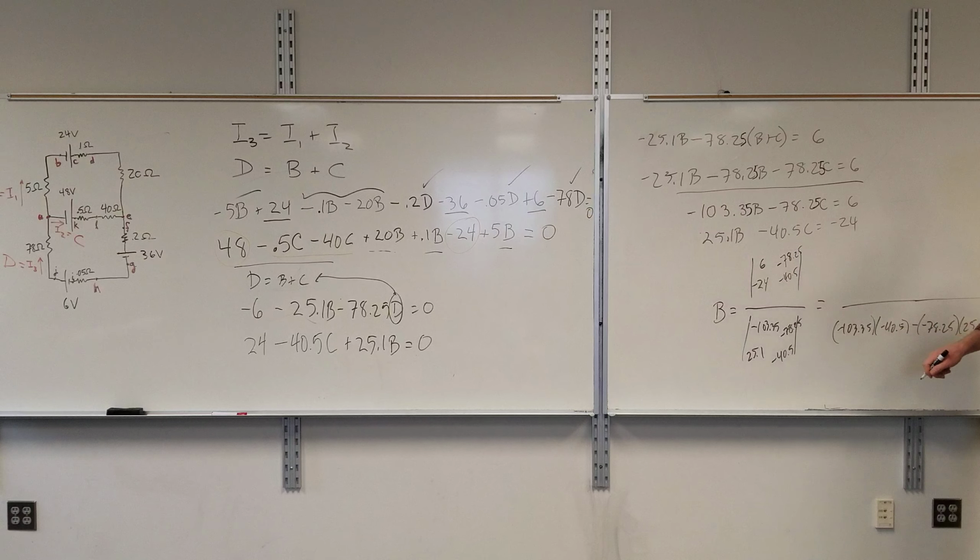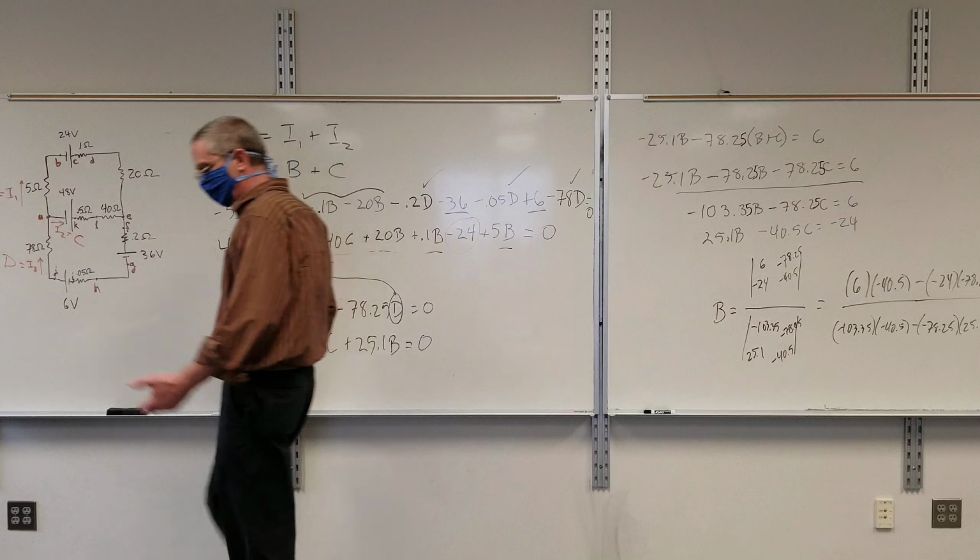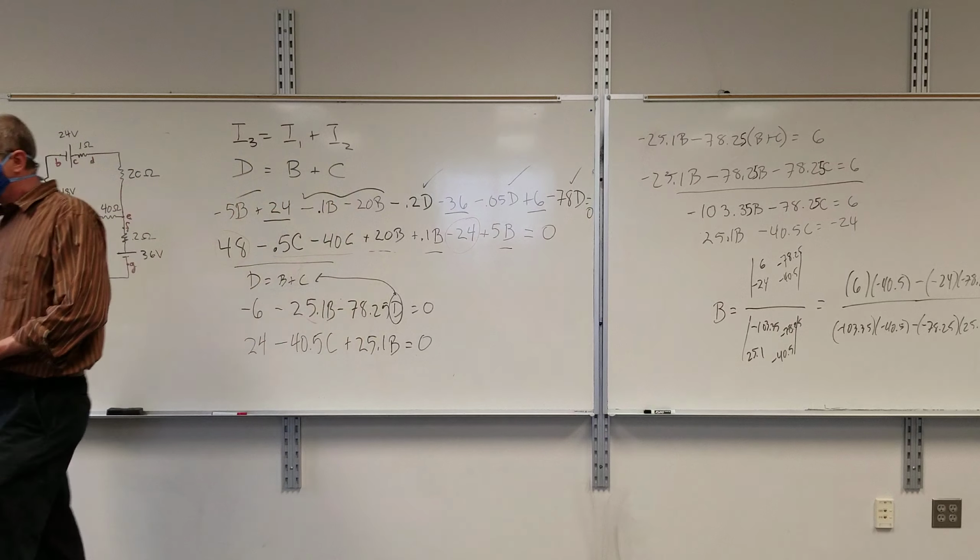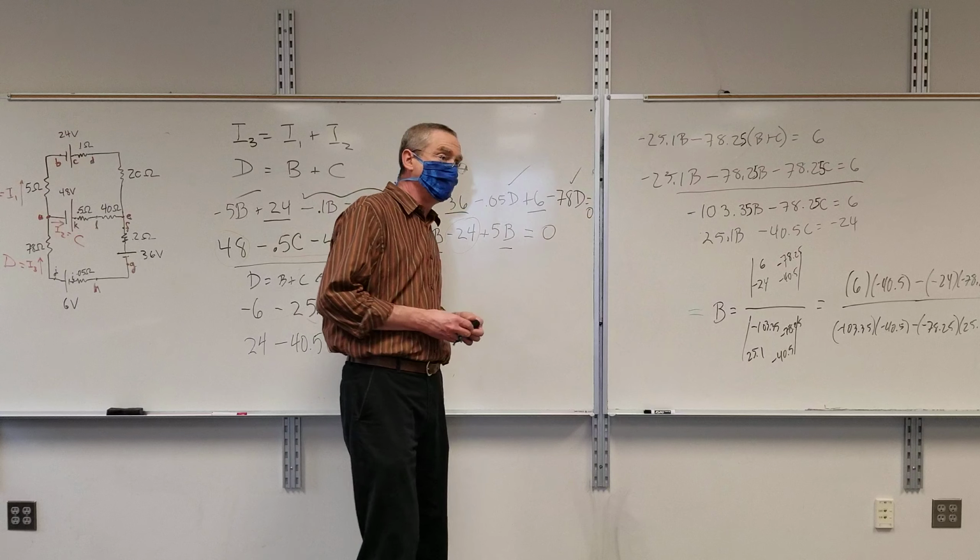And so this becomes 6 times negative 40.5 minus negative 24 times negative 78.25. I might be off screen now, but hopefully I said it correctly. And so we end up with something. The numerator is negative, the denominator is positive, so B apparently is the one in the wrong direction.